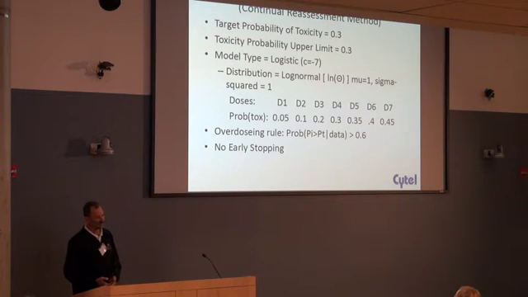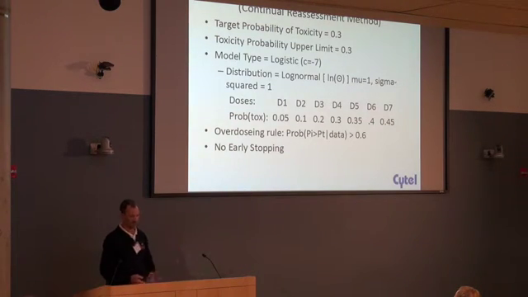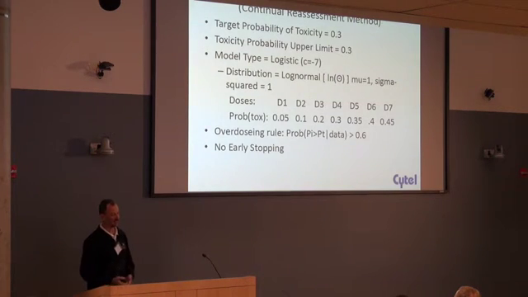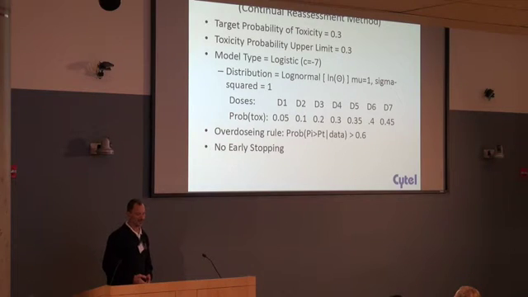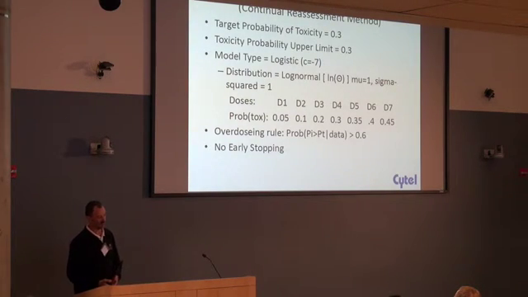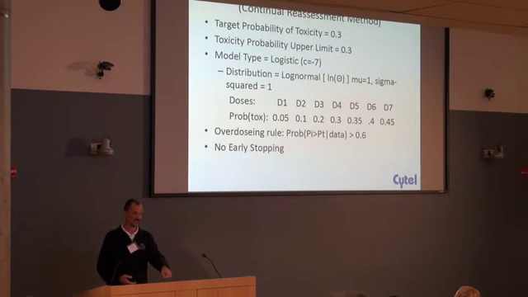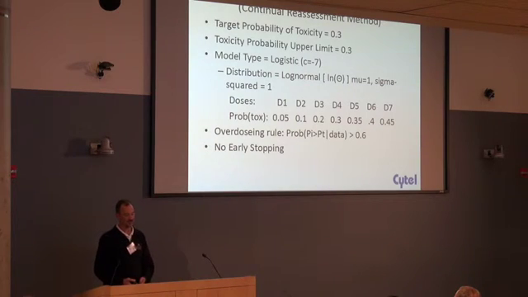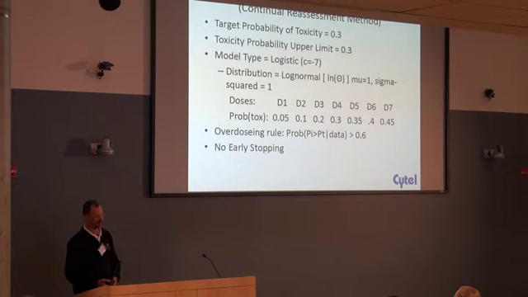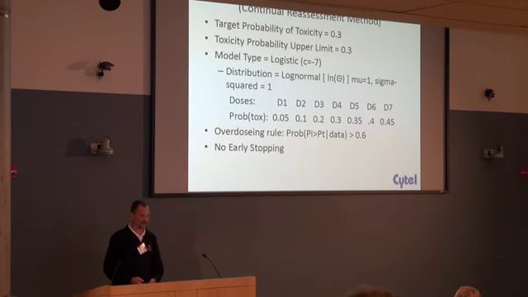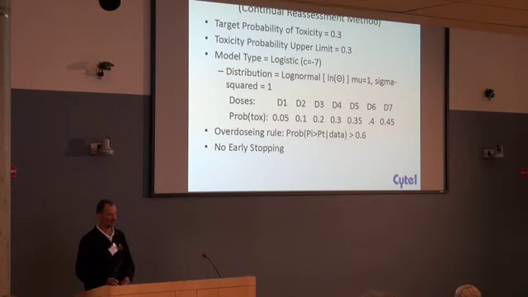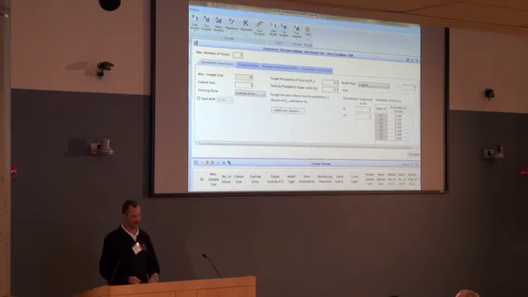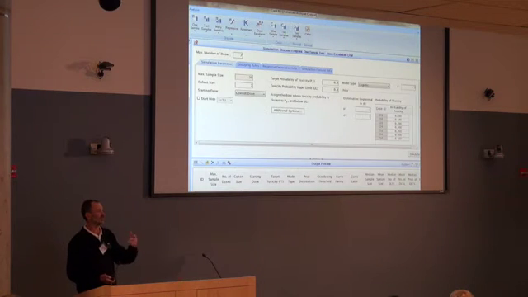For CRM, the target toxicity level was 0.3. I used a one-parameter logistic model, and the prior probability of toxicity for each dose is what's shown there, which centers the target at dose 4 in the middle of the range. And the overdose rule was probability of toxicity exceeding the target greater than 0.6. And then I also evaluated a no early stopping rule. And the input slide looks similar. There are the tabs, and Rishikesh is going to go over some of this afternoon, I think.